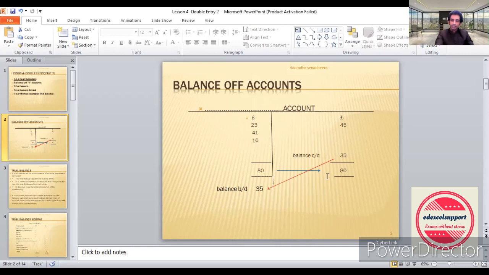How did you get this figure? 80 minus 45, you get 35. So you write here, balance carried down. Then you bring that figure down, and after the 80 you write, balance brought down. So you are bringing that balance to the next year or next month, depending on the question. I think you got an idea about how to balance off a T account. We'll move to the next slide.